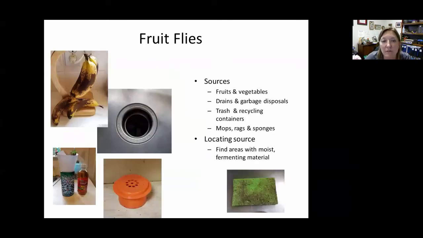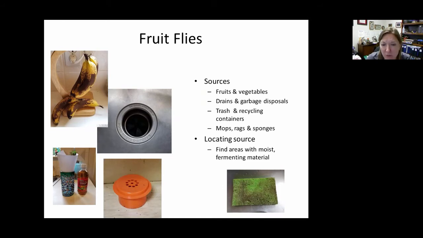So sources for fruit flies are going to be overripe fruits and vegetables. A lot of times you will find these in grocery stores or farmers markets or homes. In the case of the top left picture, that is actually occurring at my house right now. I just got that picture yesterday. So I'm going to be making banana bread this weekend with those bananas so I can not have fruit flies start accumulating there. These can also come from drains or garbage disposals.